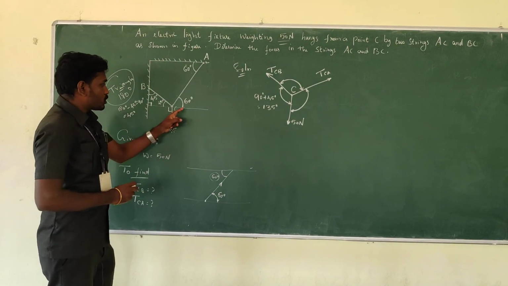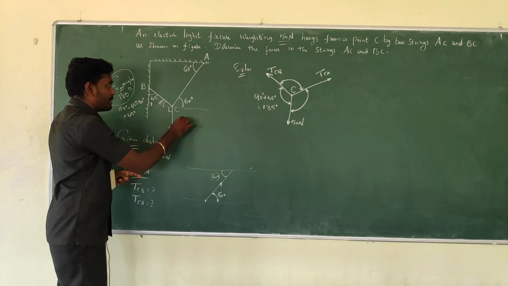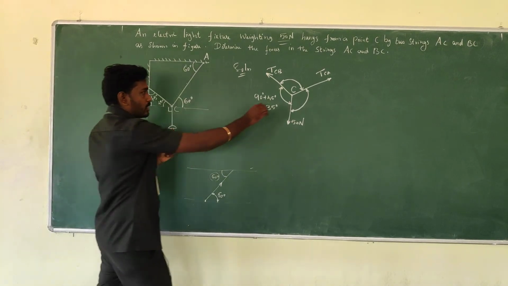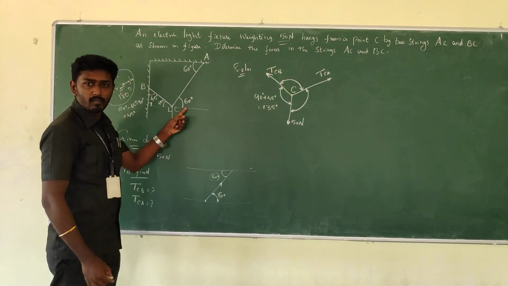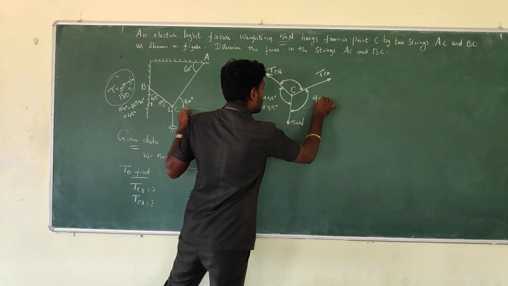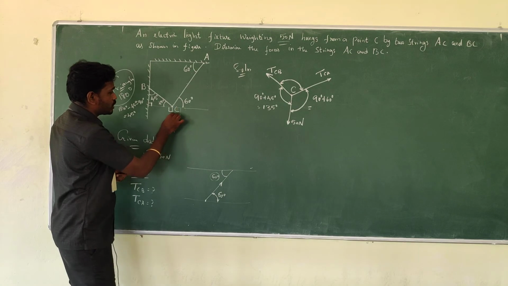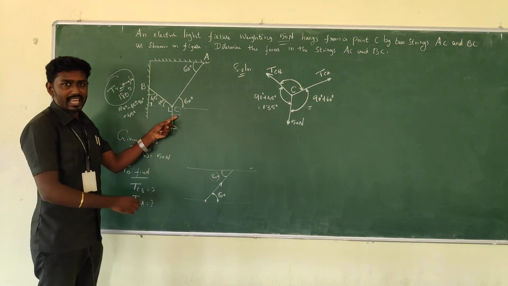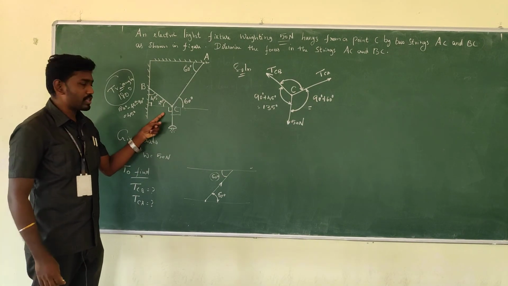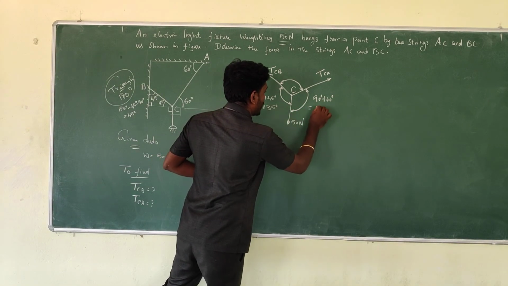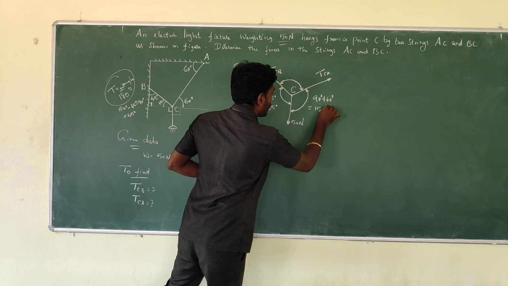Okay, fine. So if it is 60, what would be the angle between TCA and 50 degree? This one. What would it be? If you take 90 degree plus 60 degree, you get the answer, because this is 90 degree, just like this. So what is the answer? 90 plus 60, we get 150 degree.